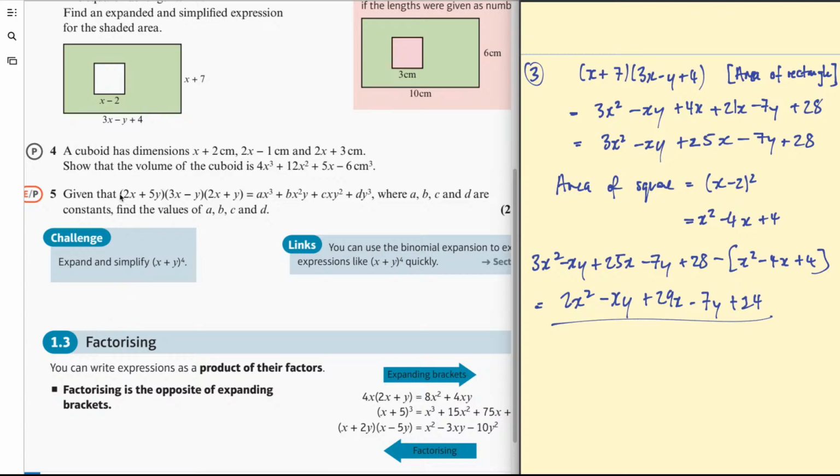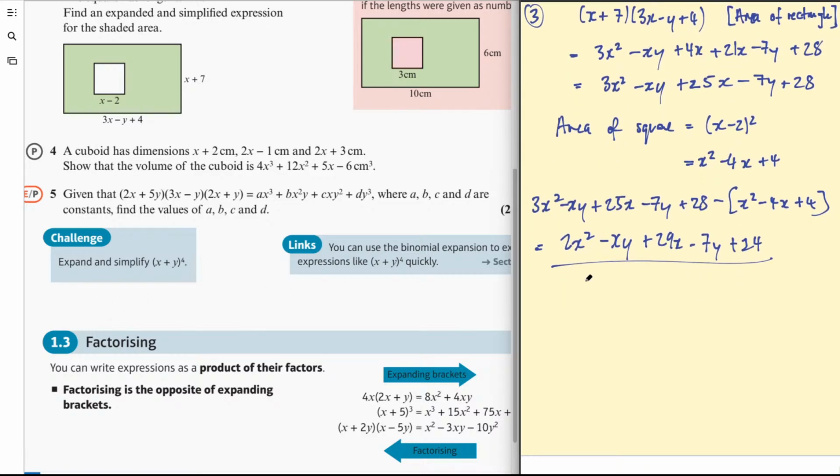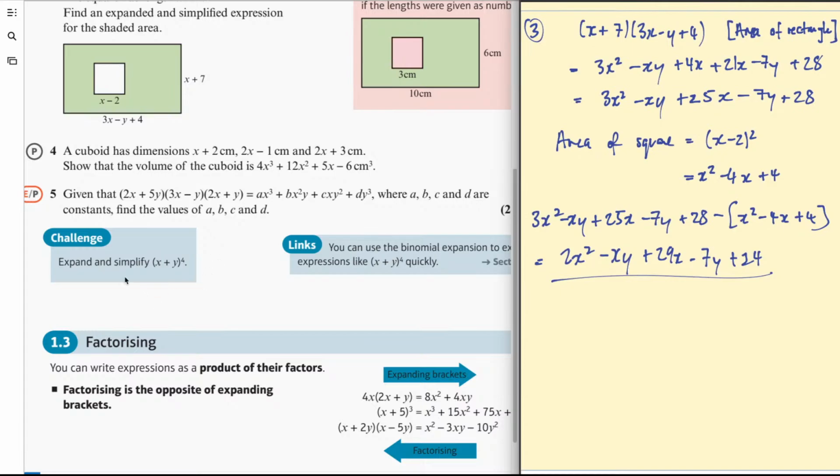I want to jump to this challenge. It says expand and simplify x plus y to the power of 4. So this is the challenge they give us. This would be new content, so we don't really do any of this in GCSEs, any double brackets to the power of 4. But we can approach it the same way we've been doing all of the previous problems, and Disha says that one is easy.